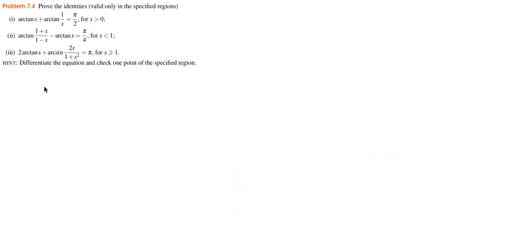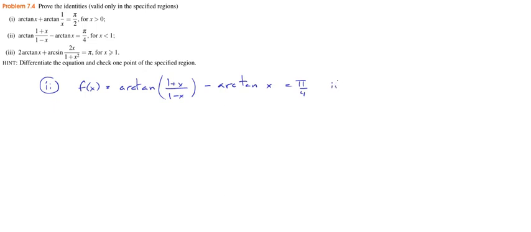Okay, let's do part 2. Let f of x be the arctangent of (1 plus x) over (1 minus x), and then minus the arctangent of x. And it says it's constant and equal to pi over 4 if x is smaller than 1. Okay, so let's see.